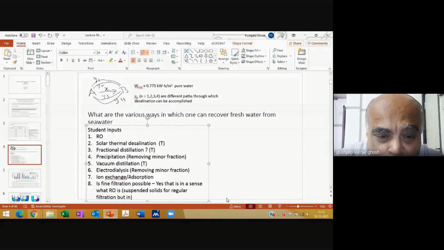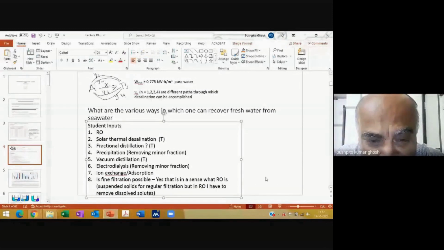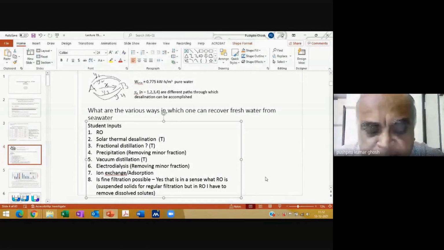But in RO, I have to remove dissolved solutes. You understood? We don't normally call that filtration, right? Understood, no? Yes, sir. What you will call this is a selective permeation process rather than a filtration, because filtration implies that I've got suspended solids, which I don't. It's all dissolved, but I'm still able to permeate selectively the water and take it out. Okay, but your concept is absolutely right. There's nothing wrong with it. Okay. Anything else that comes to your mind?